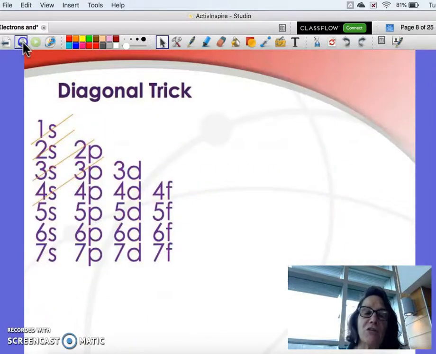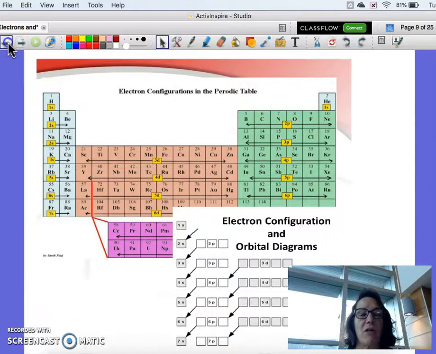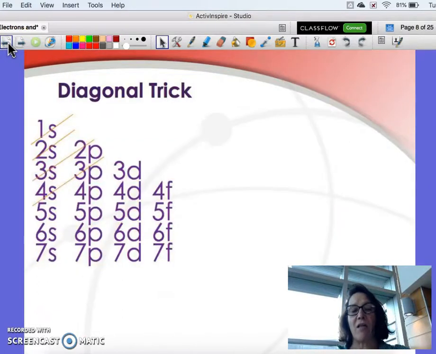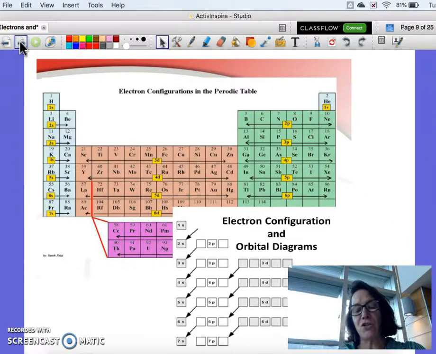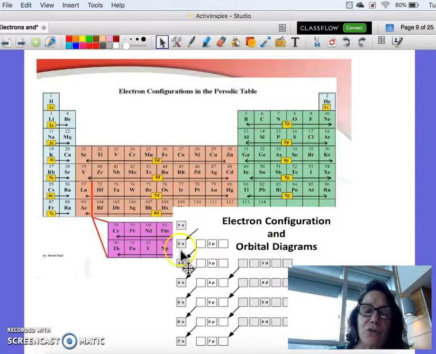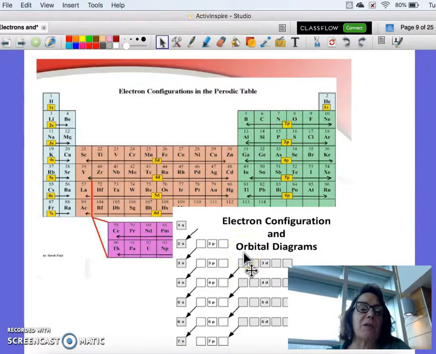So let's take a look at the periodic table, and you can be looking as well at your diagonal trick that you have there, because what I'm going to do is use this orbital diagram to show you how it corresponds to the periodic table, and then we'll do a couple examples.